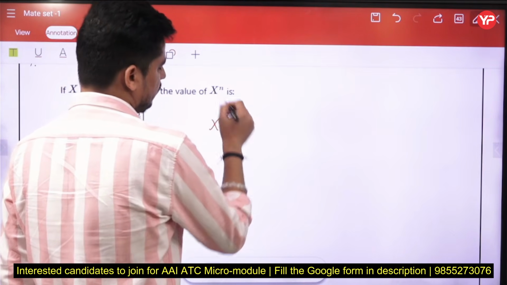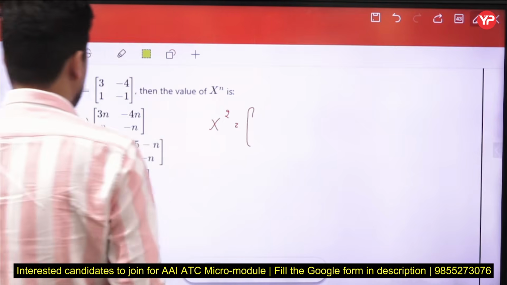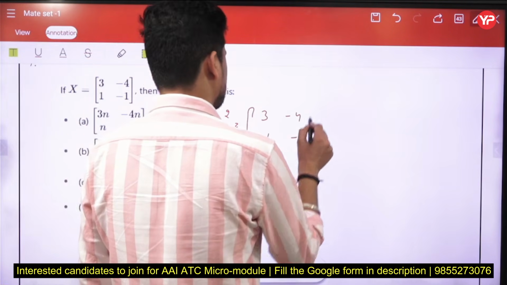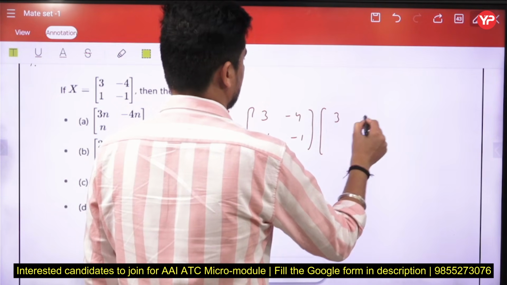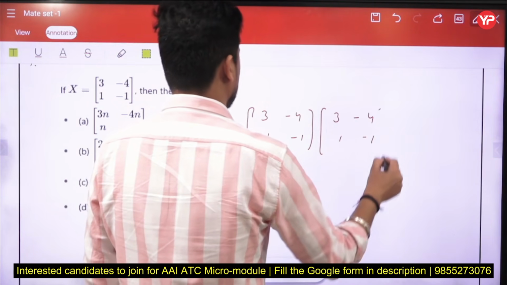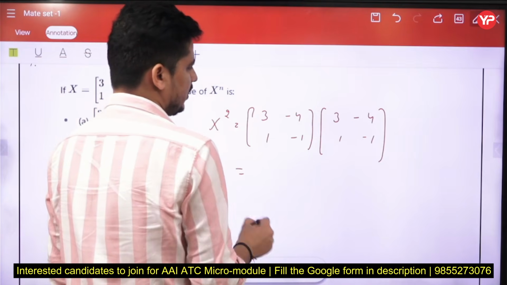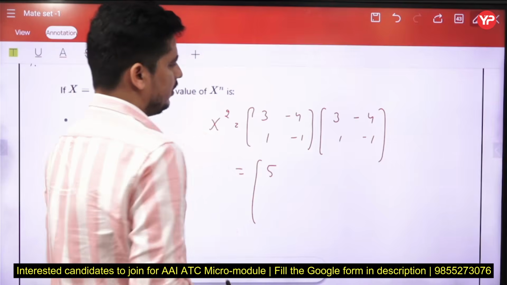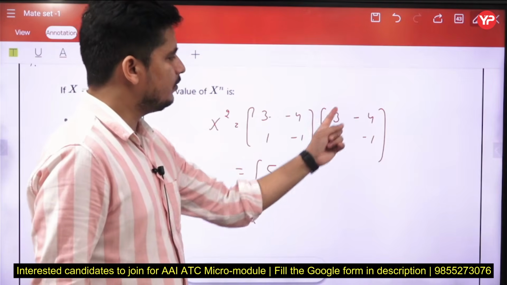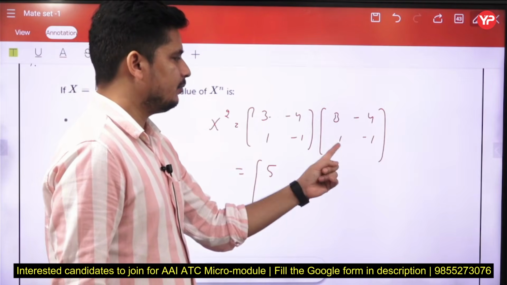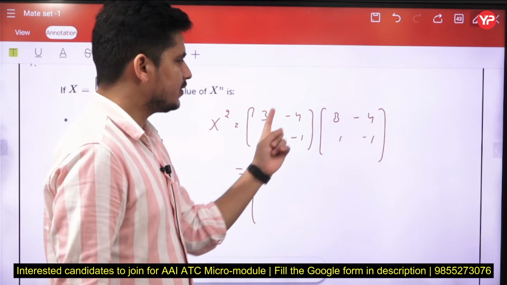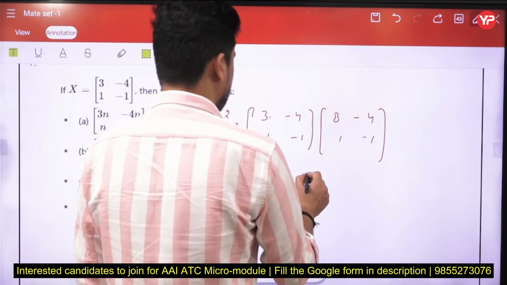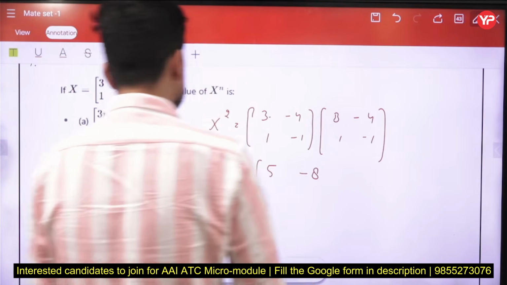Just multiply this one to do that. So if I do it, x square is going to be 3, minus 4, 1, minus 1, multiplied by 3, minus 4, 1, minus 1. And when you multiply these two, the first element is 9 minus 4, that is 5, right? Multiply this row with this column, 3 threes are 9, and minus 4, that is going to be 5. Next, 3 into minus 4 is minus 12, and plus 4, that will be minus 8, right?